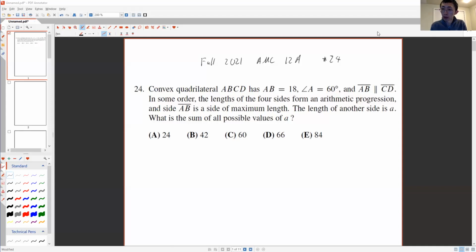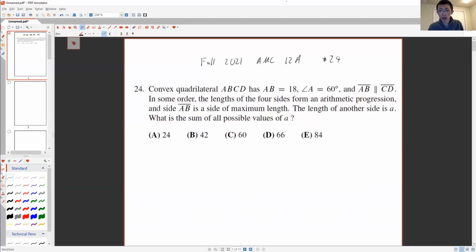So here's the problem. It says a convex quadrilateral ABCD has AB equals 18. Angle A is 60 degrees and AB is parallel to CD, so it's a trapezoid. In some order, the lengths of the sides form an arithmetic progression, and AB is the side of maximum length. The length of another side is A. What is the sum of all possible values of A?